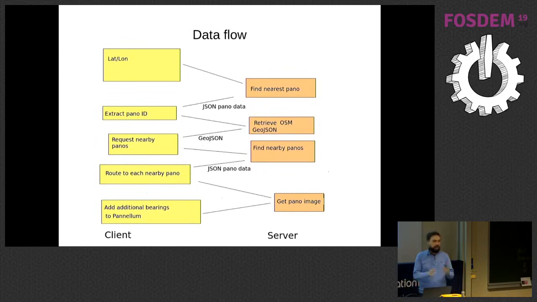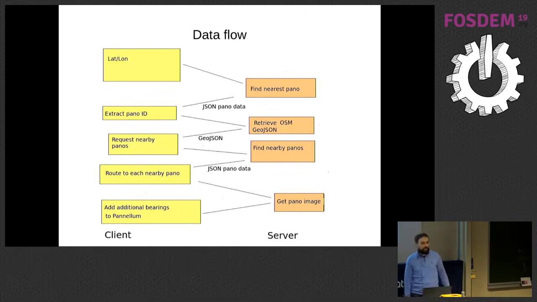Having got our panorama nearest that lat and lon, we then request nearby panoramas. So what are the panoramas within, say, 500 meters? We get all the nearby panoramas, described as JSON and returned to the client. Having received all the nearby panoramas, we then route to each nearby panorama using GeoJSON Pathfinder. Having prepared our graph from our GeoJSON, we use GeoJSON Pathfinder to route to each nearby panorama.